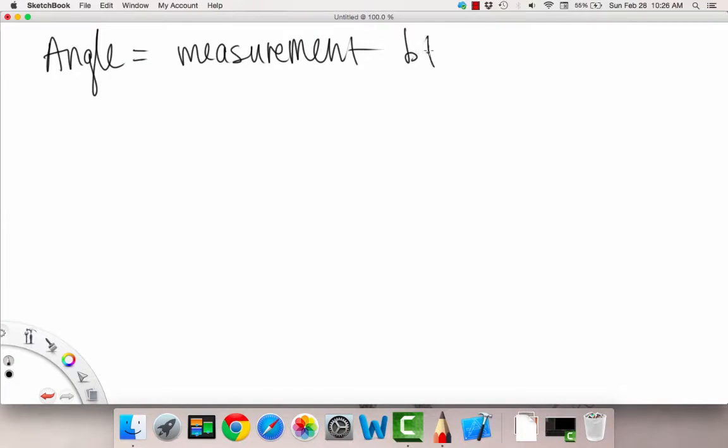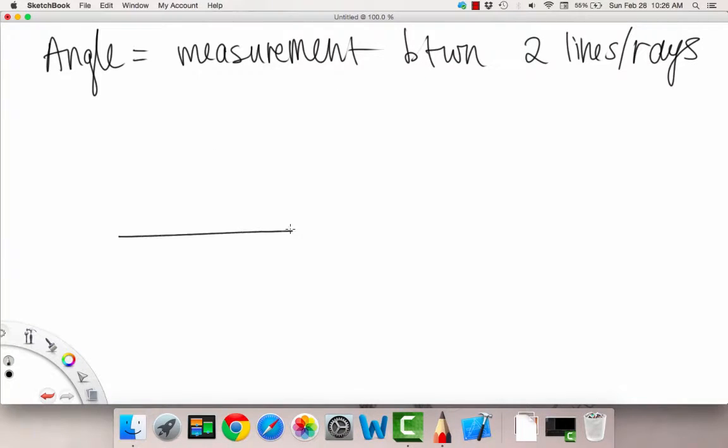So what is an angle? Let me just write a quick definition here. It's just a measurement between two lines or rays, and it basically looks like this.